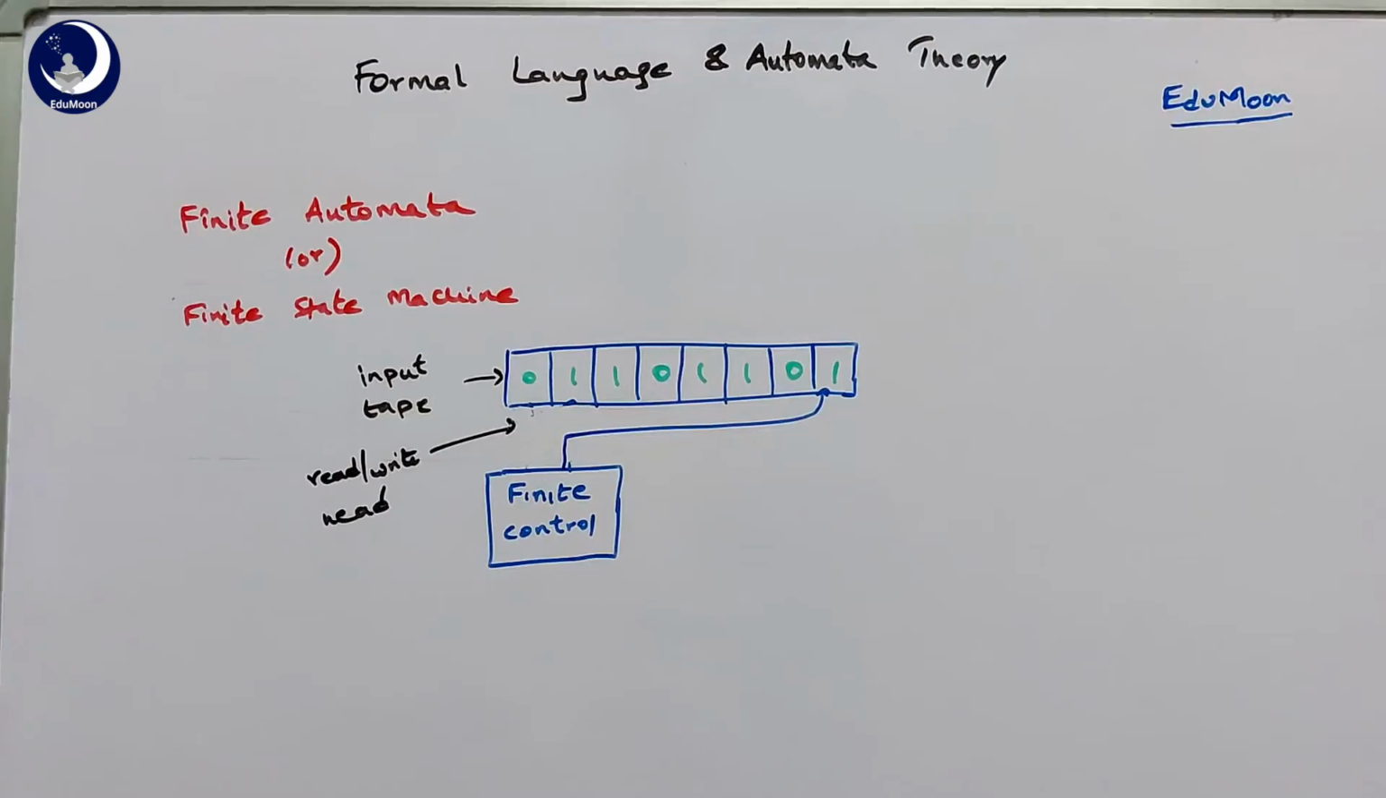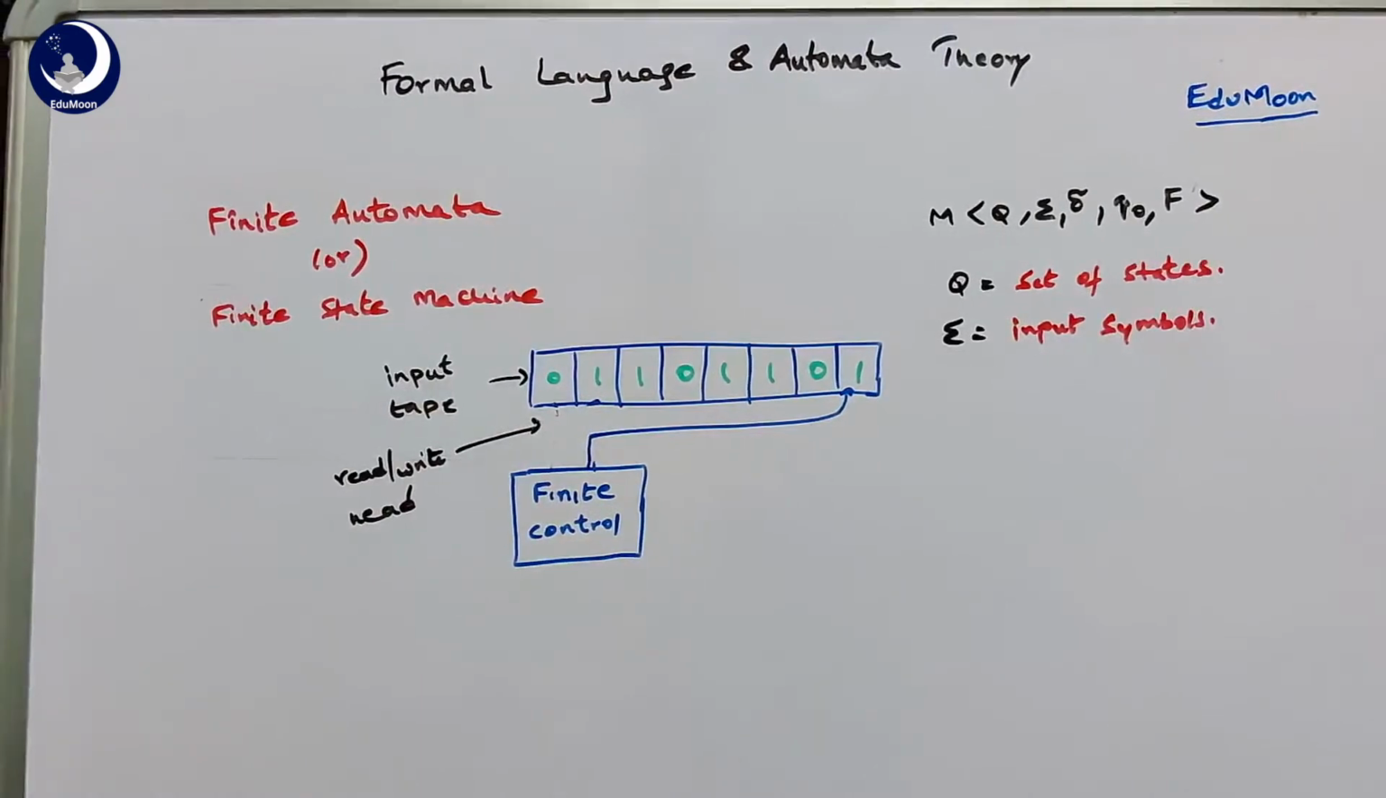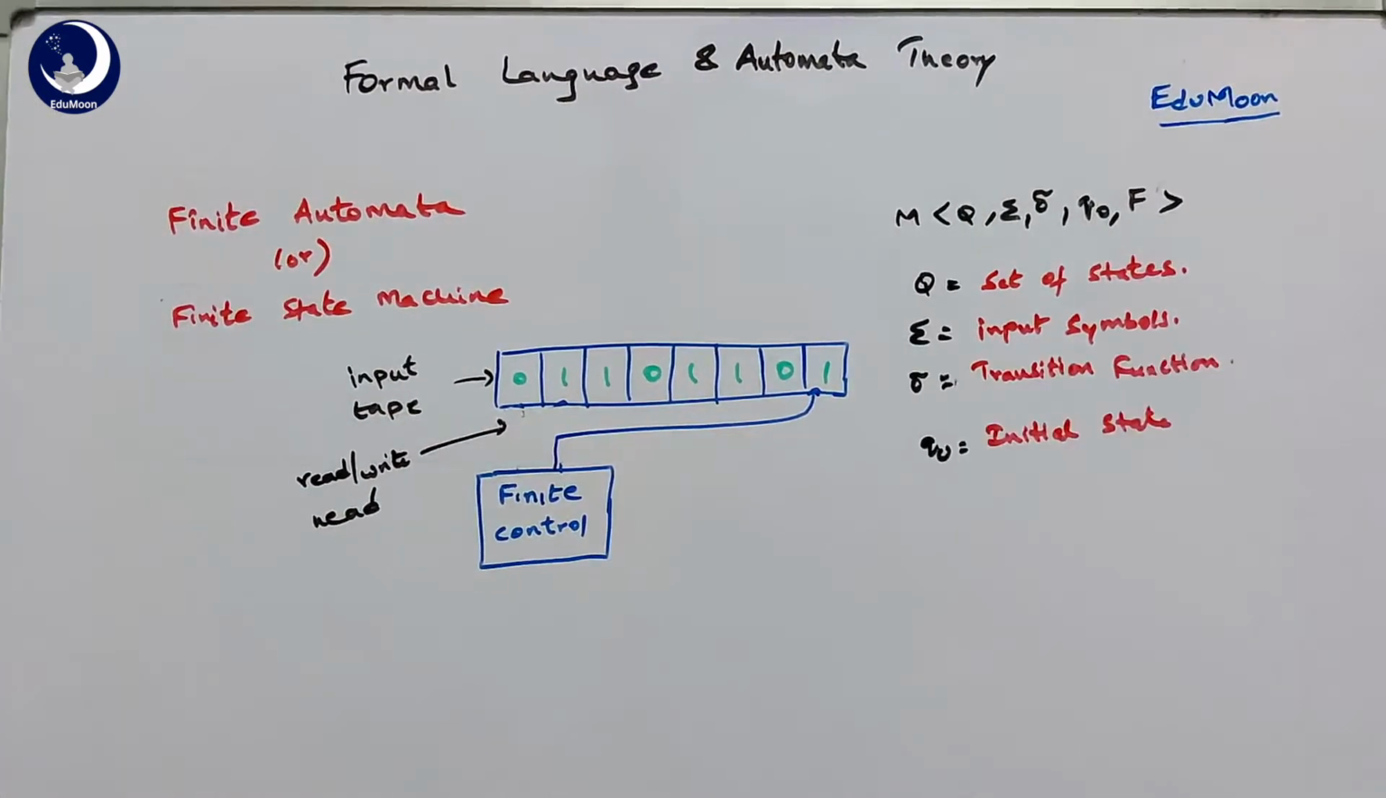Now we go with the basic tuples of a machine, what it contains, and the different types of finite automata using the transition function. So a machine M has 5 tuples: Q, sigma, delta, Q naught and F, where Q is the set of states in the machine, sigma is the input symbols, delta is the transition function, Q naught is the initial state, which is the starting state that reads the first symbol of the input, and finally F is the set of final states. Those are the states that accept the string.